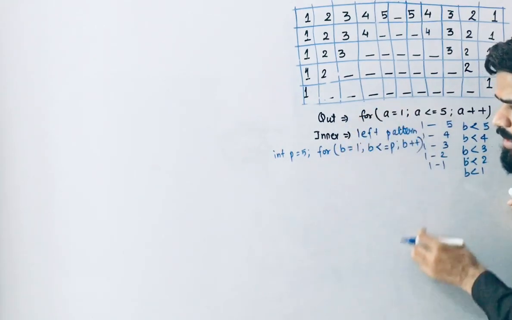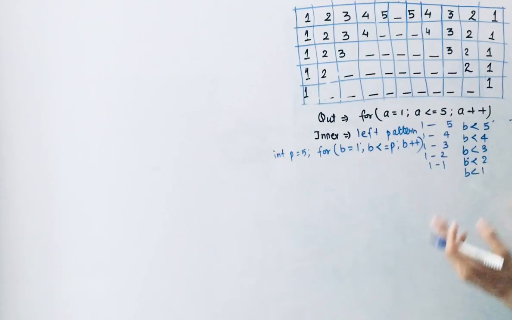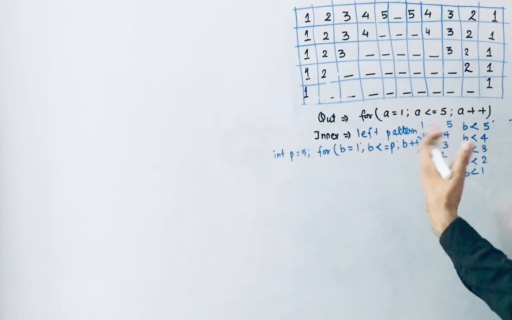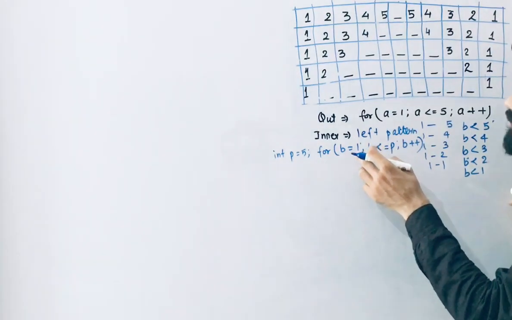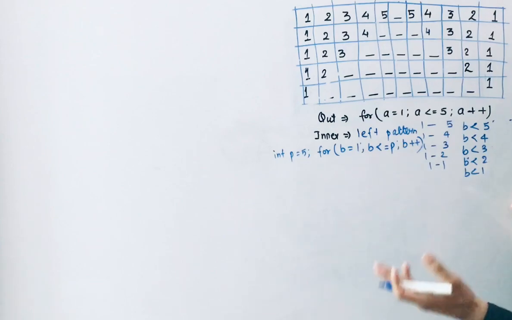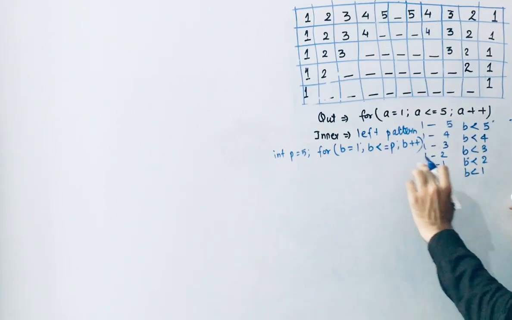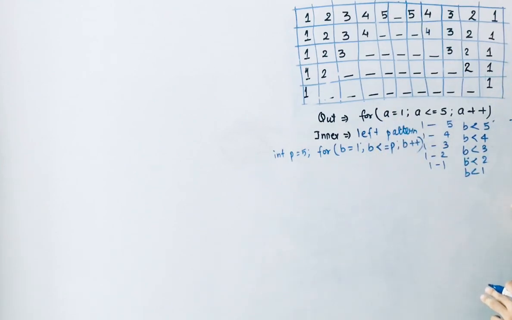And when one complete inner loop is completed, then at the end there is a p minus minus. So just because of p minus minus, the value of p in the next loop is 4. And then it runs from 1 to 4. And then again p minus minus at the last moment. So the value of p is 3, then it runs 1 to 3. So this is our inner loop content.